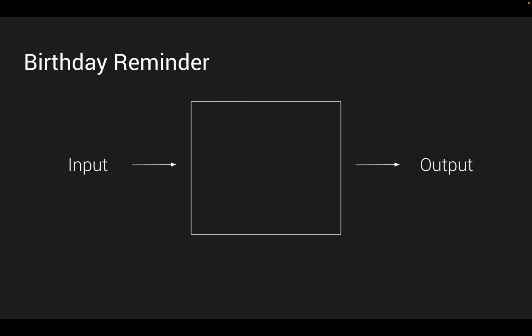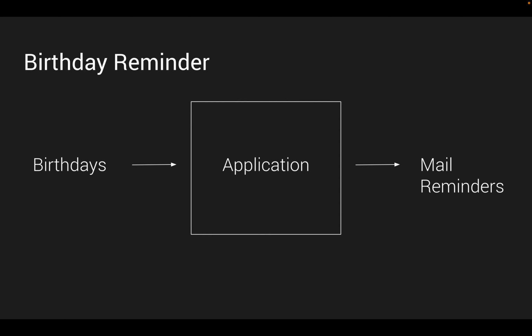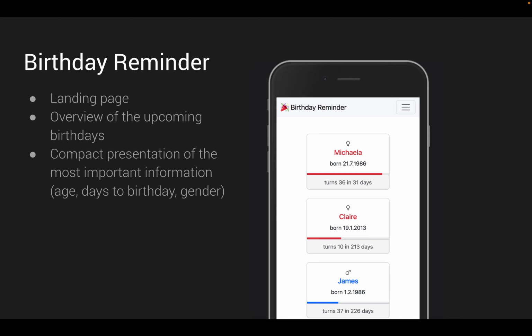So to reference the CS50X course, I have an input and an output. What's the input? The input are the birthdays with date, months and years, and the logic, the application, will make it possible to send the automatic mail reminders.